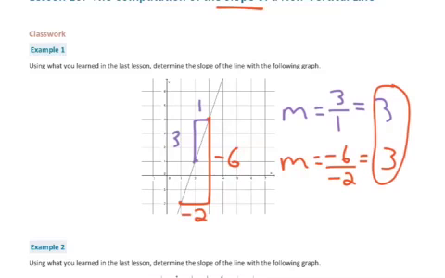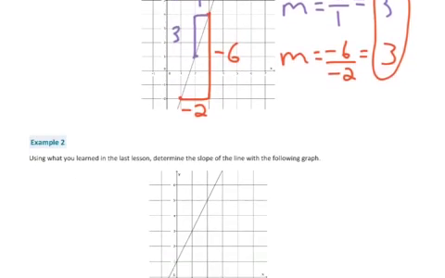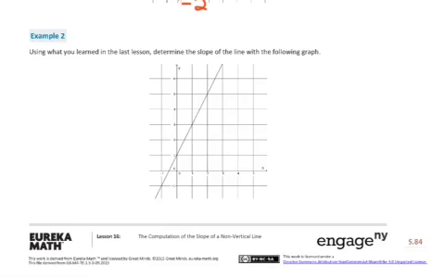So that should have been a recap of what you've already learned, and that was called the rise over the run. With this next example, to find the slope, we could still do rise over run. However, there's another strategy to use. Another strategy is to pick 2 points, and that's what we're going to do right now. So we're going to choose 2 points.